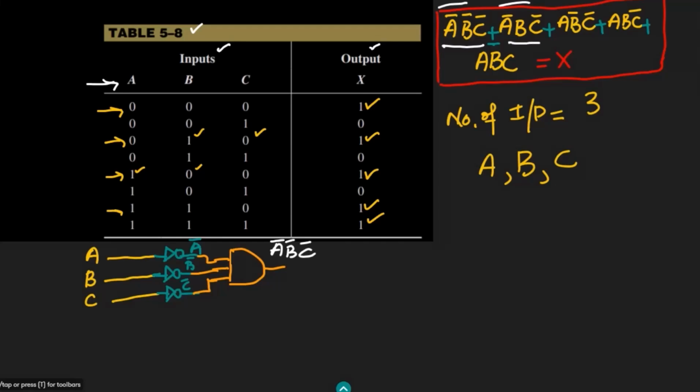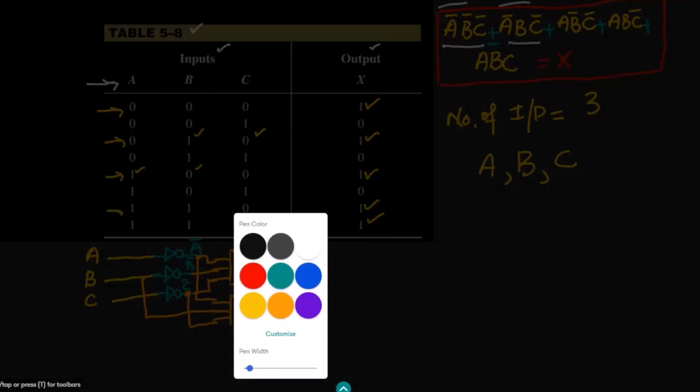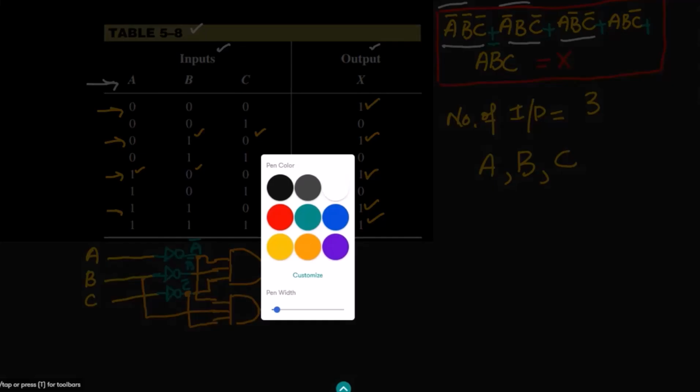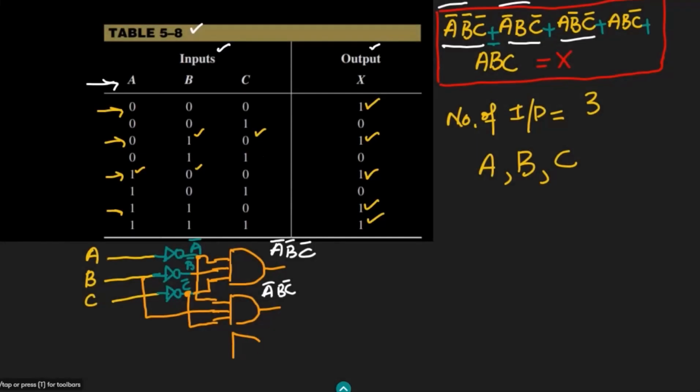The second term here is A complement, B, C complement. So the second gate is again an AND gate. This is the AND gate with inputs 1, 2, 3, and to it A complement, B and C complement are given. A complement will be here, C complement will be from here, while B will be from here. These are the outputs of it, so here I will have A complement, B, C complement as the output. For the third term here I will have A, B complement, C complement. Again I will have a third AND gate.